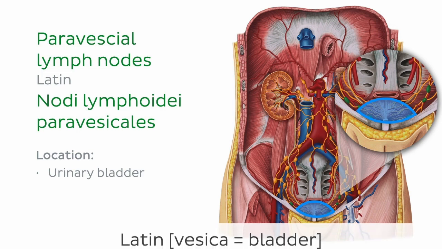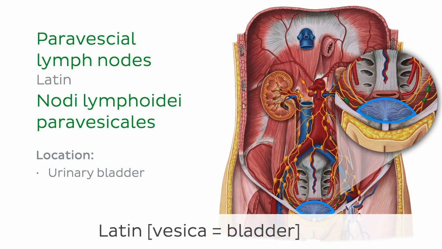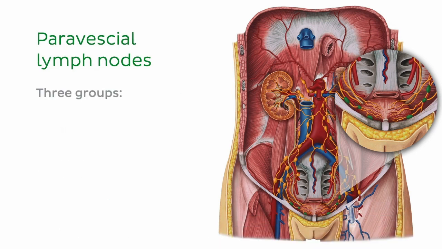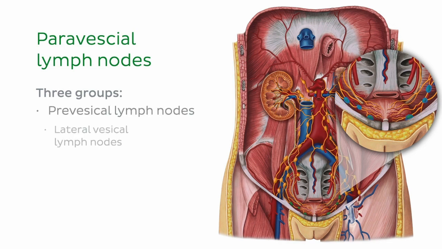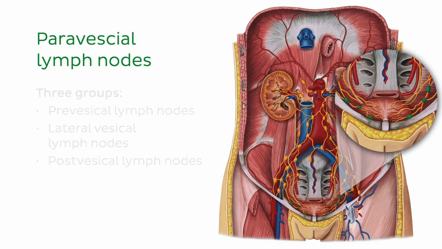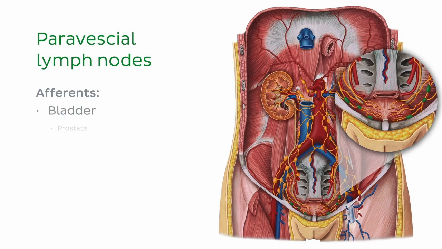The term vesicle gives a nod to the urinary bladder, and the Greek prefix para means around or side by side. In males, these lymph nodes are also located around the prostate. We can divide them into 3 groups based on their relative position to this organ: the prevesical, lateral vesical, and postvesical lymph nodes. As you can imagine, they mainly drain lymph from the bladder and from the prostate in males.